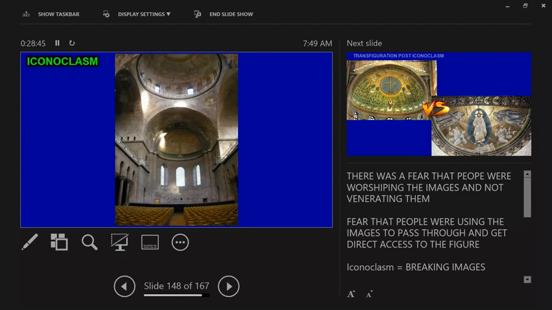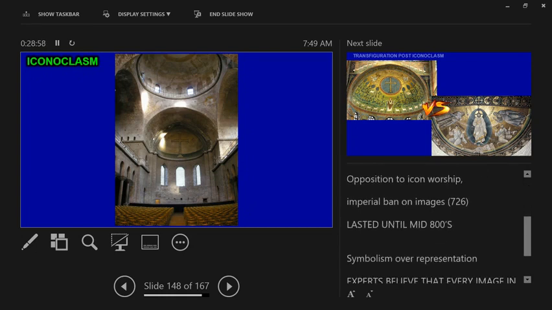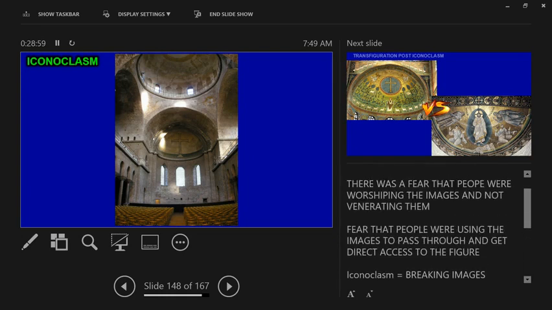The only image that is allowed is that of the cross. You can see it there in the apse. I've got to get a new laser pointer. Can I put a picture of the cross on the iconoclasm page and see it?